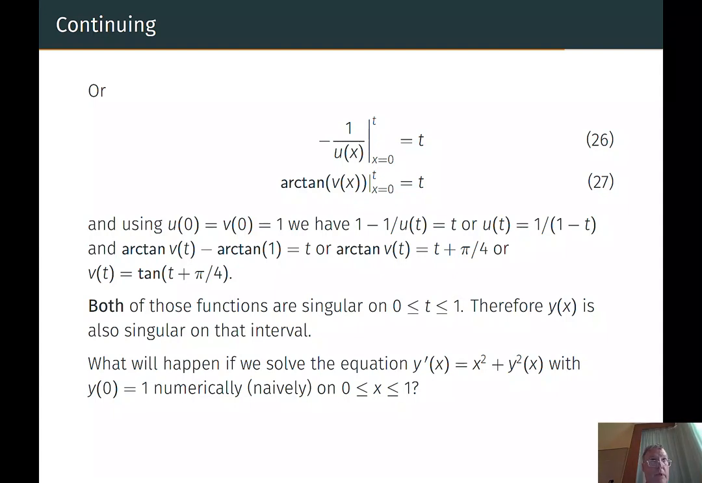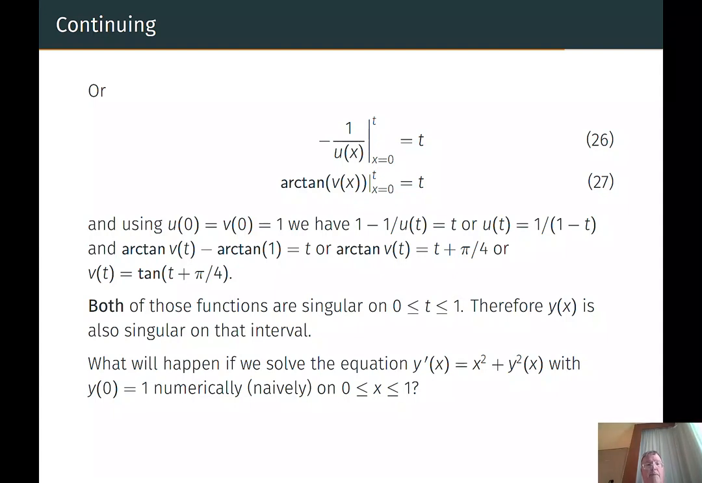The second one, we had v prime over 1 plus v squared. So we put in w equals v, and you get dw is v prime dx, divided by 1 plus w squared, and the integral of 1 over 1 plus w squared is arctan of w. So we get arctan of v of x between x equals t and x equals 0. So we get arctan of v of t minus arctan of 1 is t. Or arctan of v of t is t plus pi over 4, because arctan of 1 is pi over 4. Or v of t is tangent of t plus pi over 4.